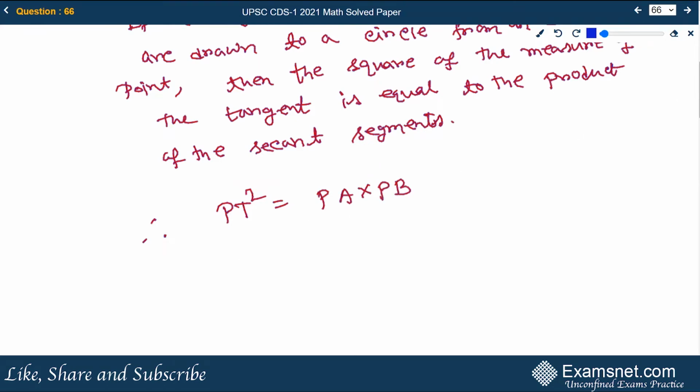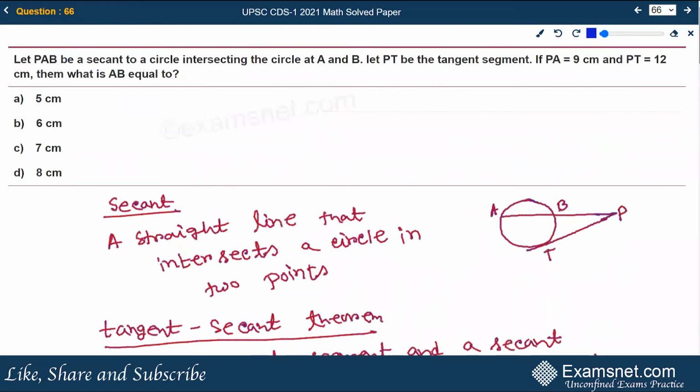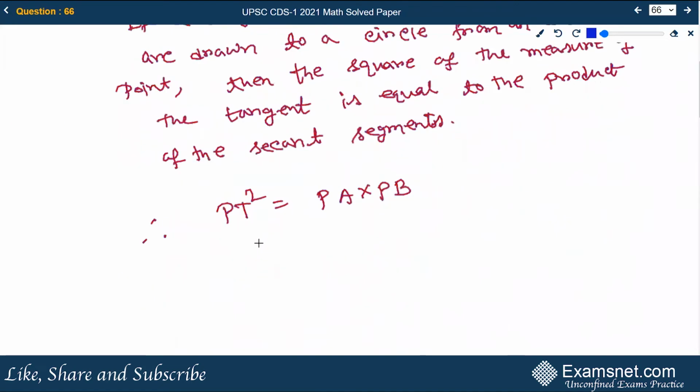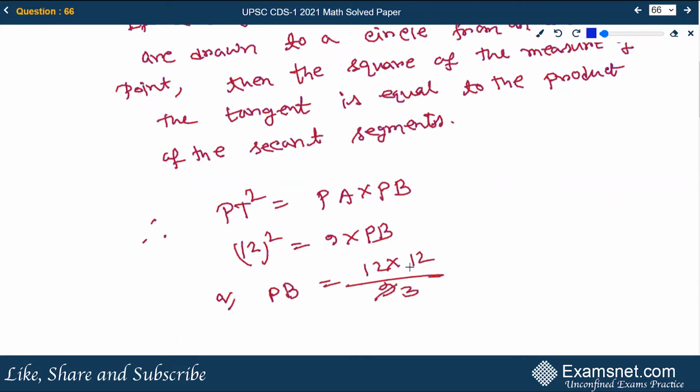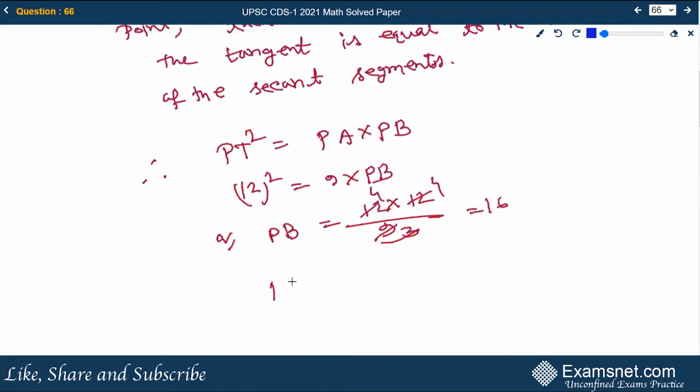Correct? We are given the value of PT here and PA here. So 12 whole square equals 9 multiplied by PB. I can easily find the value of PB. 144 divided by 9, that is 16. So here PB equals 16 centimeter.